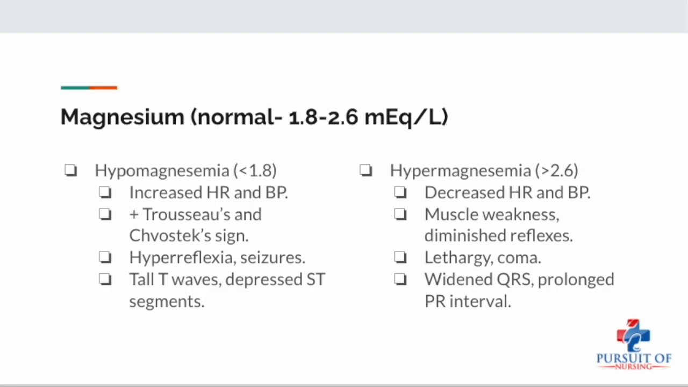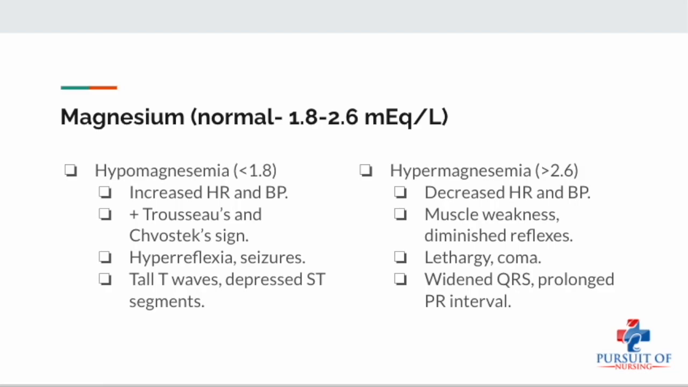All right, magnesium. A normal magnesium level is 1.8 to 2.6, making hypomagnesemia less than 1.8, and a high magnesium greater than 2.6. So with hypomagnesemia, it's a hard word to say, you're going to have the increased heart rate and blood pressure. Again, you're going to have the positive Trousseau's and Chvostek's sign. You're going to have that hyperreflexia, the seizures, tall T waves, and depressed ST segments.